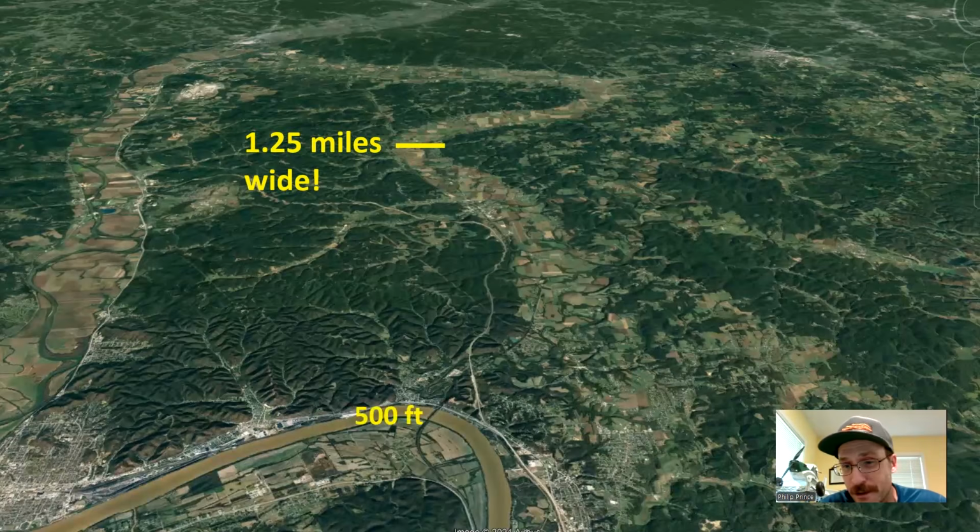Down there at the bottom of the screen is the Ohio River, flowing towards the left of the screen. It's at about 500 feet above sea level here. That ghostly valley up there is about 710 feet above sea level. So it's quite a bit higher than the Ohio River.